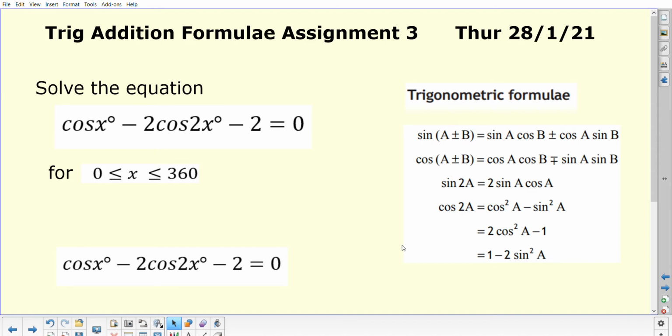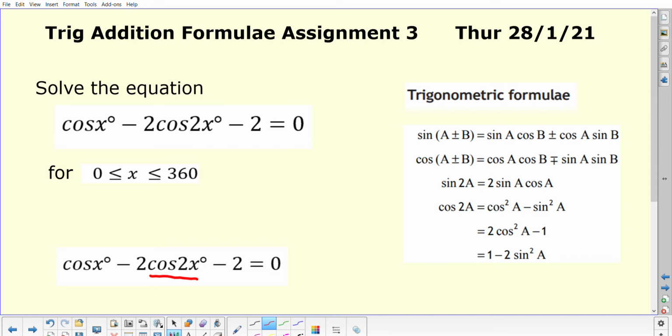So the solution for this equation, which was your assignment last Thursday. It's an equation that's got cos x in it and a cos 2x. So it is all about the cos function, but one of them has got the 2x. When you're dealing with a double angle and another single angle like this, it's the double angle that you need to focus on and replace.